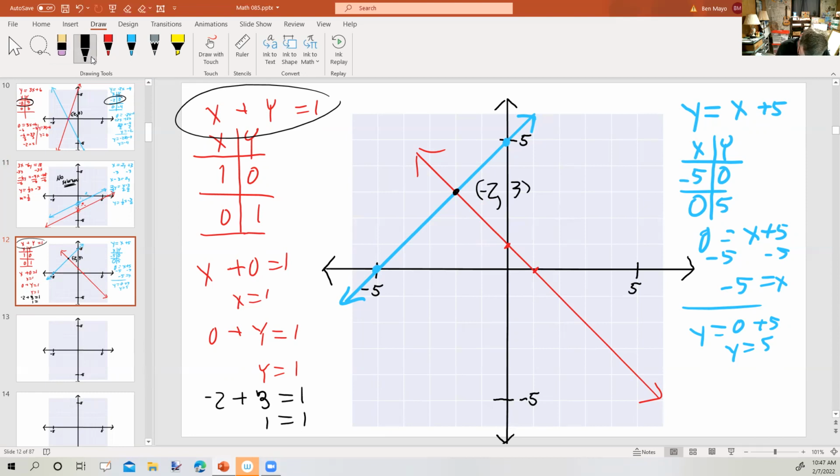1 equals 1, so it checks. If x is negative 2 and y is 3, we get 3 equals negative 2 plus 5. 3 equals 3. So it checks there as well. So the solution to the system is the single point, the ordered pair, negative 2, 3.